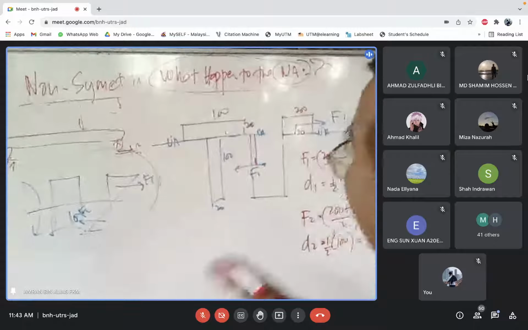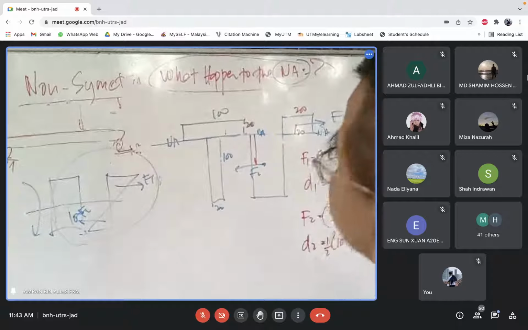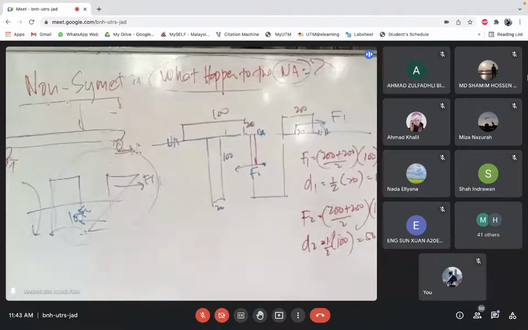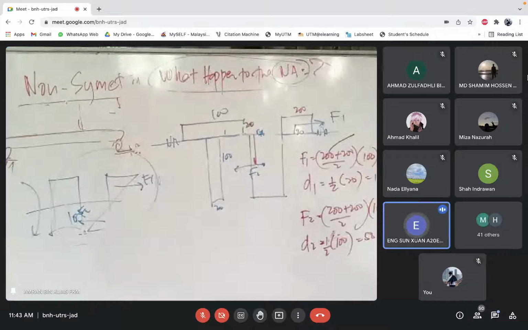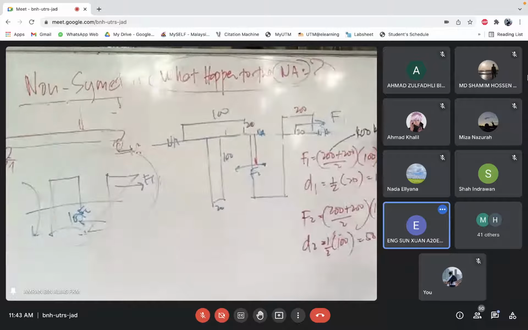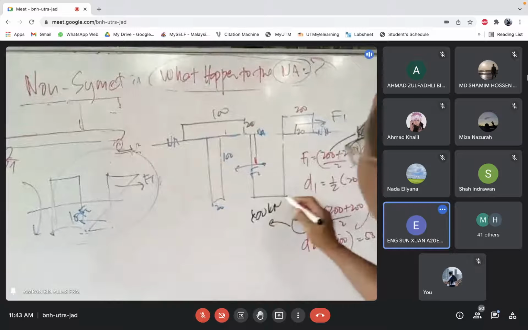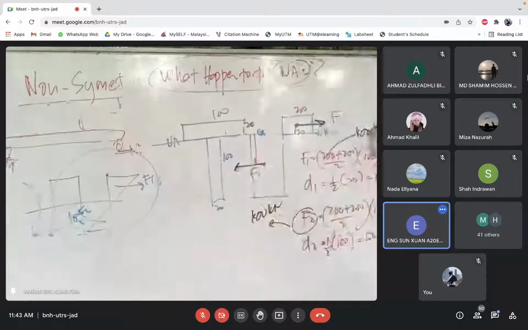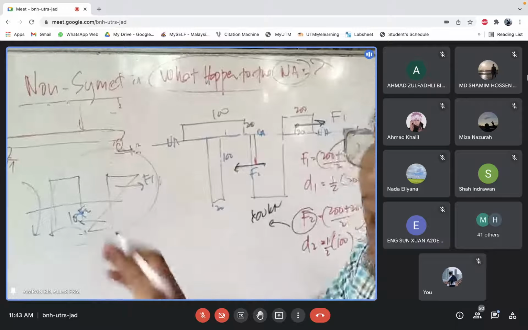Now, from basic statics, F1 and F2 are the same, not? Yes. What is the value of F1? 400 kilonewton. What is the value of F2? Same, 400 kilonewton. See now? To the left and to the right is the same, not? Yes. So no problem. Finish on that, finding the neutral axis.